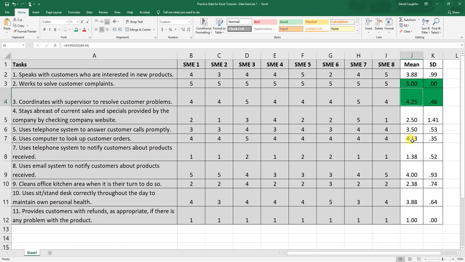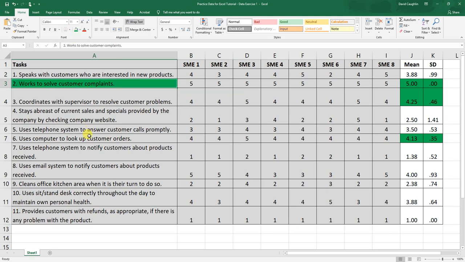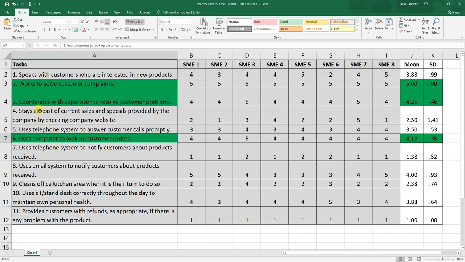And then we have 2 more that are above 4, but you'll see this one down here for task 8. Pretty big standard deviation there, so there's some degree of a lack of agreement. But we see one that has a higher mean and a lower standard deviation here, which is a good thing in this context. And so here we would say that task 6, which is using a computer to look up customer orders, is probably one of the top 3 most important tasks as well, at least by ratings by these subject matter experts. Okay, so we've identified in green the 3 tasks that we deem to be most critical. Those are tasks 2, 3, and 6.